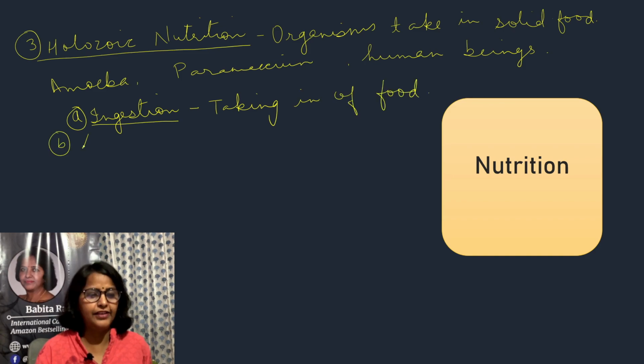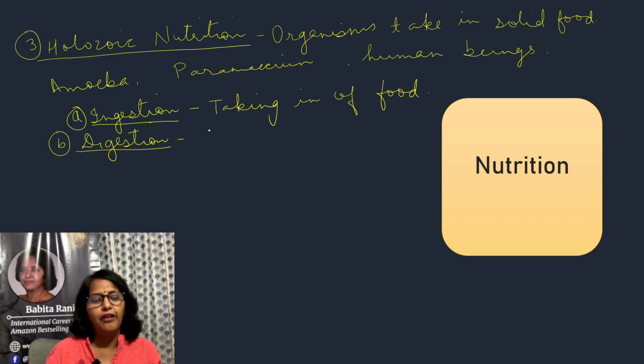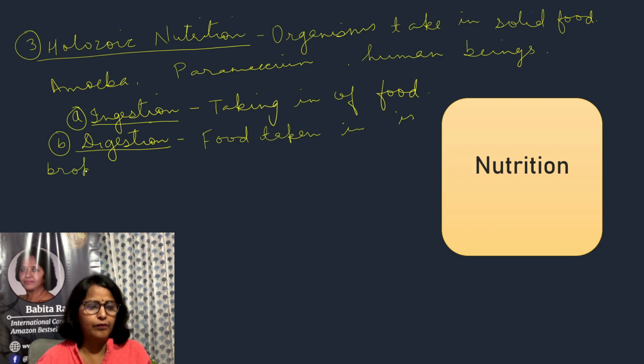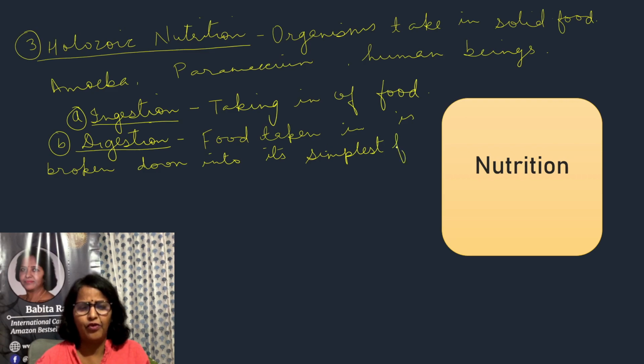Second one is digestion, and we will study this digestion in details in case of human beings. Digestion, where the food, organic food that we have taken in, is broken down into its simplest form.